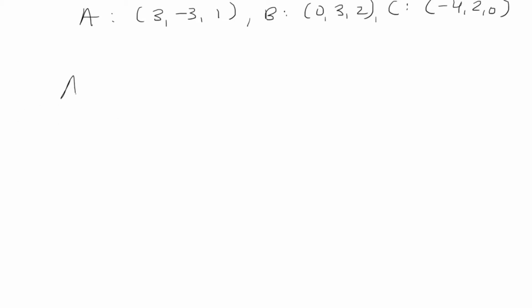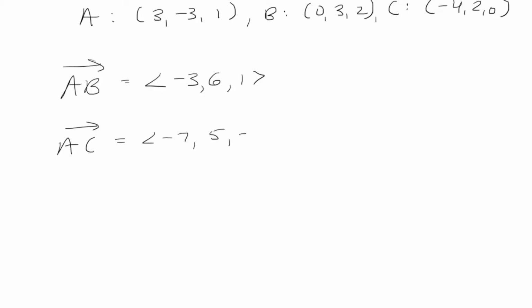Okay, so let's find the adjacent sides AB and AC. For these vectors, we need to subtract B minus A. So you have 0 minus 3, 3 minus negative 3, and then 2 minus 1. Then for AC, it's basically C minus A. So it's negative 4 minus 3, 2 minus negative 3, 0 minus 1.